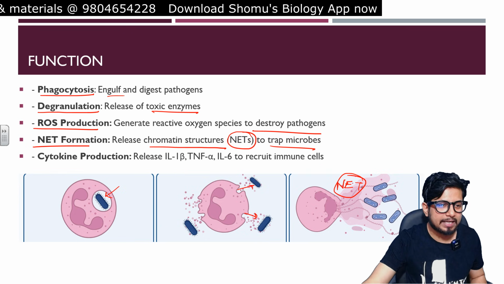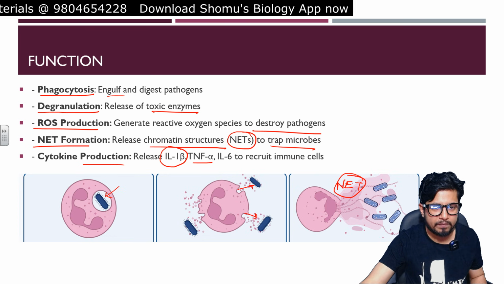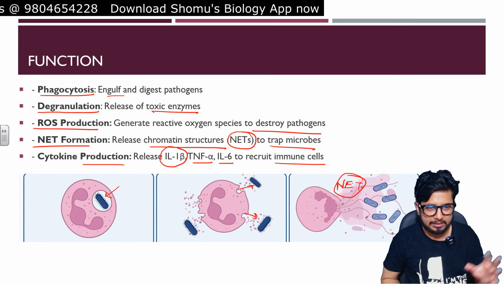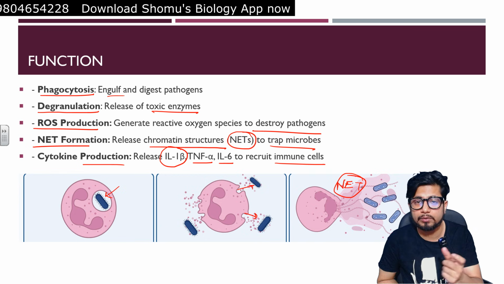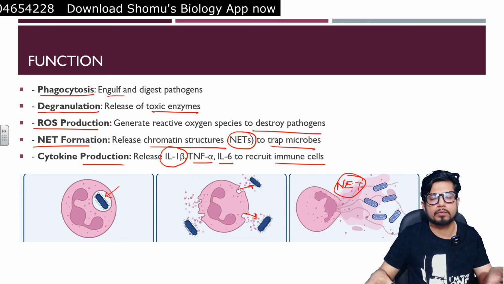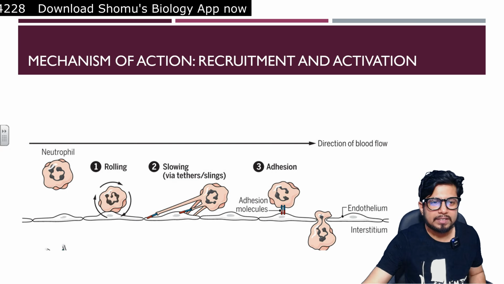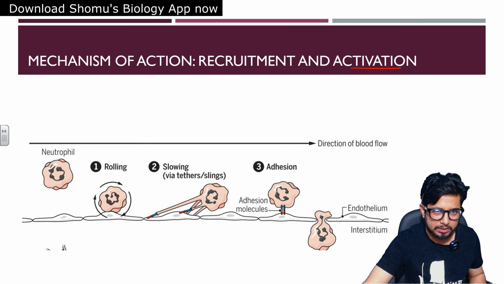Okay, and cytokine production. They can produce interleukin 1 beta, TNF alpha, interleukin 6, and they also recruit immune cells. Interleukin 1 beta, TNF alpha and interleukin 6 are going to further crosstalk with the other cells of our immune system. So first is the mechanism of action, that is recruitment and activation of the process of neutrophil.